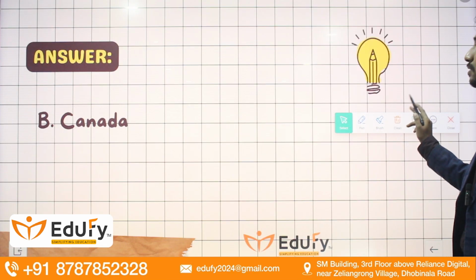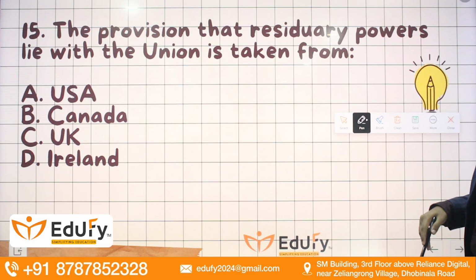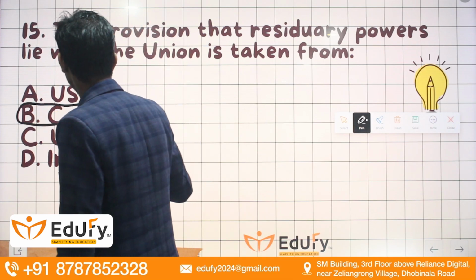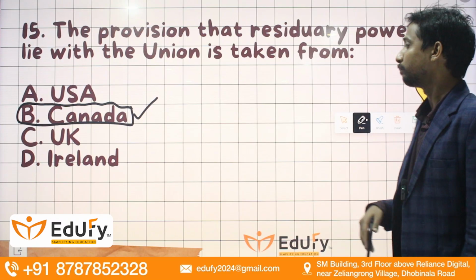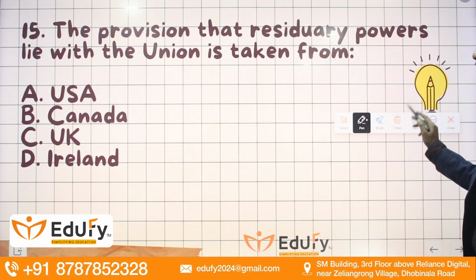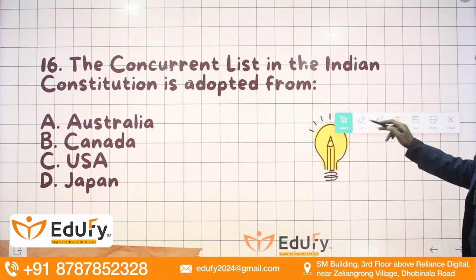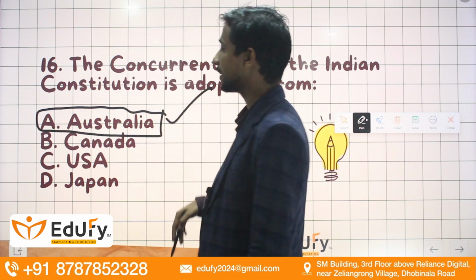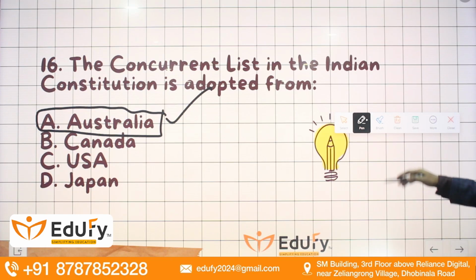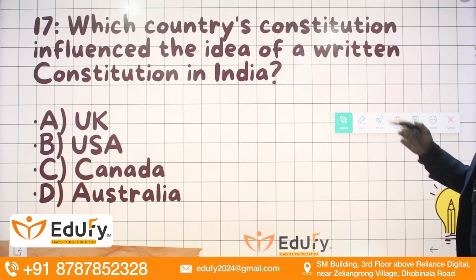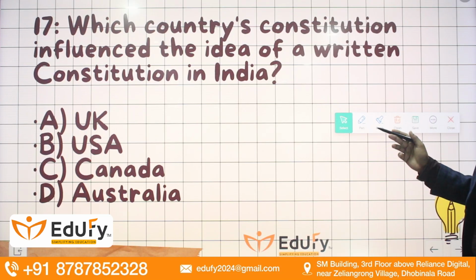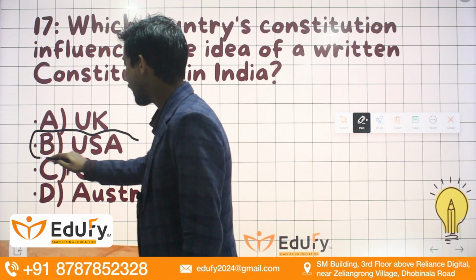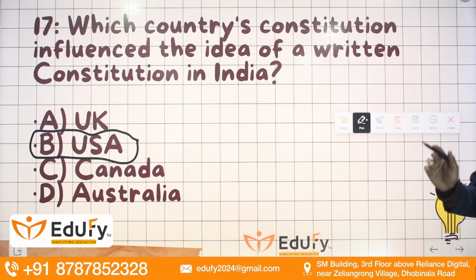Moving towards the next question, guys, we have: the provision of residuary power lies with the union is taken from, again, guys, the Constitution of Canada. Moving towards the next question, guys, we have: the concurrent list in the Indian Constitution is adopted from. So, guys, the concurrent list has been adopted from the Constitution of Australia. Moving towards the next question: which country's constitution influenced the idea of a written constitution in India? So, guys, it will be the United States of America.